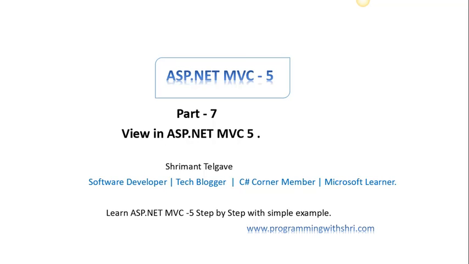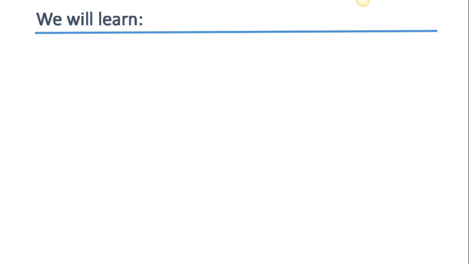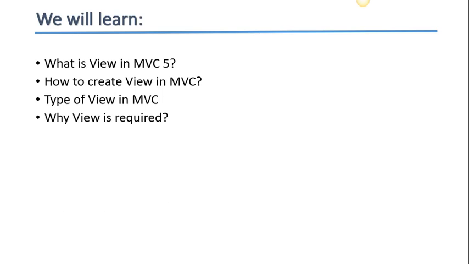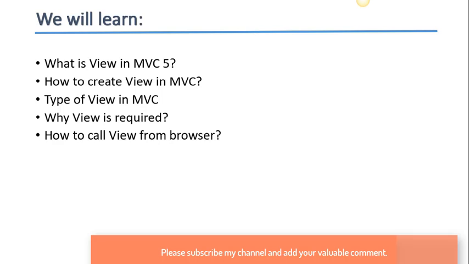So this is part 7 and in this tutorial we are going to understand view in ASP.NET MVC5. So let's start. In this tutorial we are going to learn what is view in ASP.NET MVC5, how to create view in MVC, types of view in ASP.NET MVC, why view is required, how to call view from the browser, and view hierarchy. So these are all the points we are going to cover in this tutorial. We will go one by one and understand in more detail.